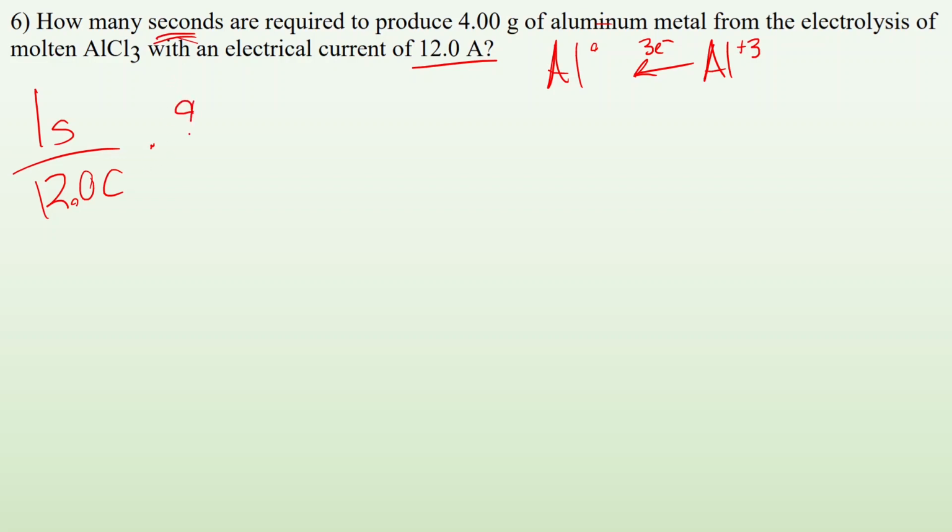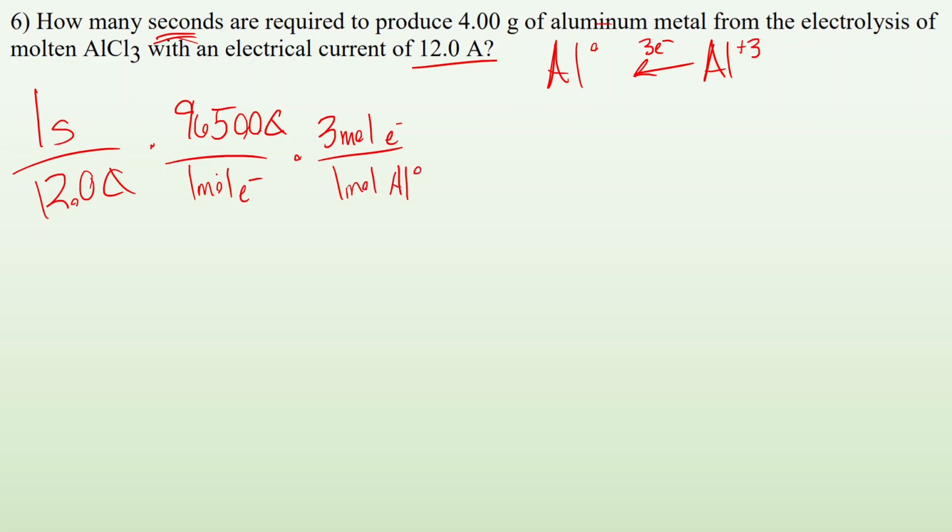So I go, all right, well, I know that there's 96,500 coulombs of charge for every 1 mole of electrons. Coulombs cancels out. I got moles of electrons. I know that I need 3 moles of electrons for 1 mole of Al0. Now, boom, my moles of electrons cancels out. Well, for 4 grams, how many moles is that? Well, let's figure it out.